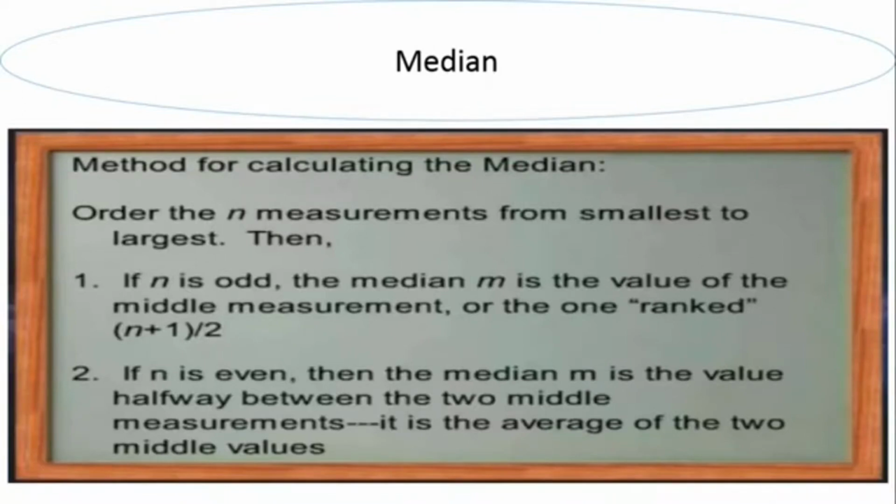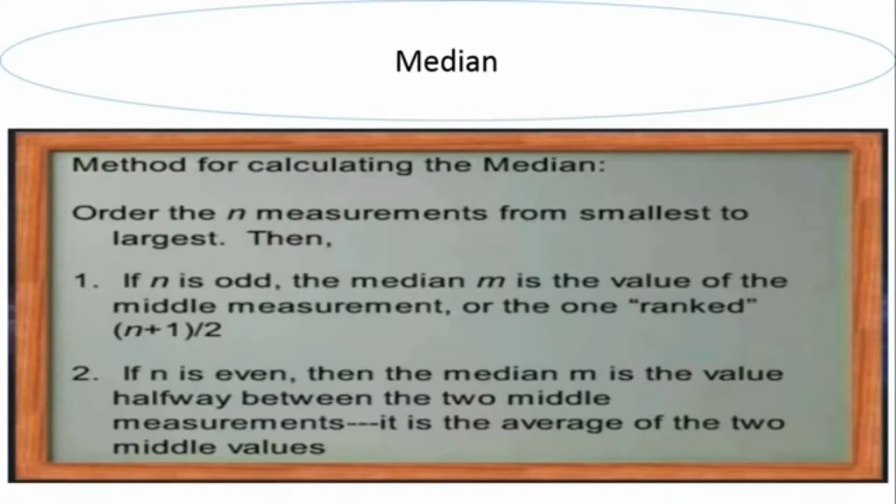The first case is where the number of measurements is an odd number. When you have an odd number n, the median is the value of the middle measurement, or the one ranked (n plus 1) divided by 2. If n is even, you have an even number of observations, then the median is the value halfway between the two middle measurements. It is the average of the two middle values.